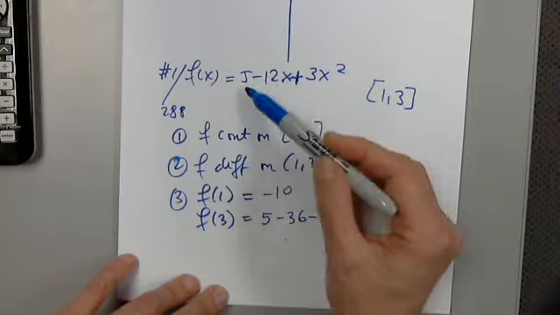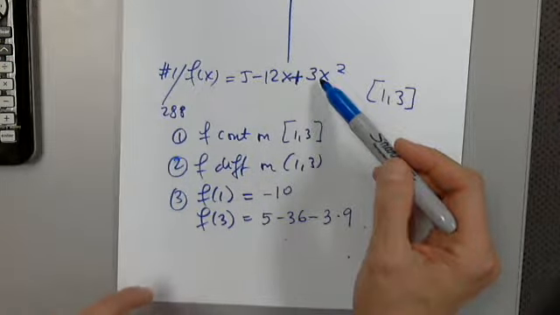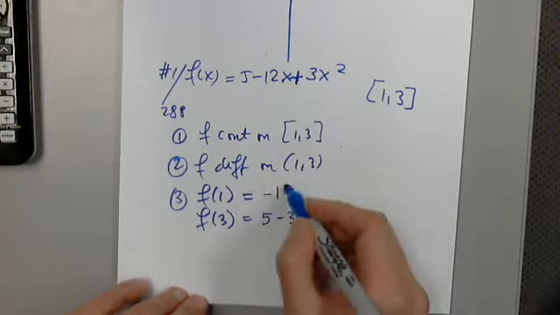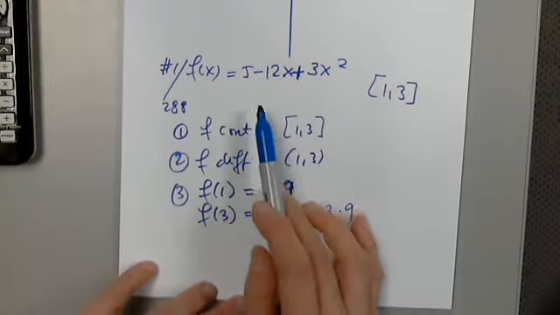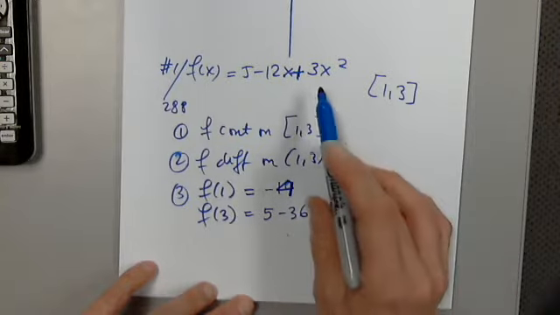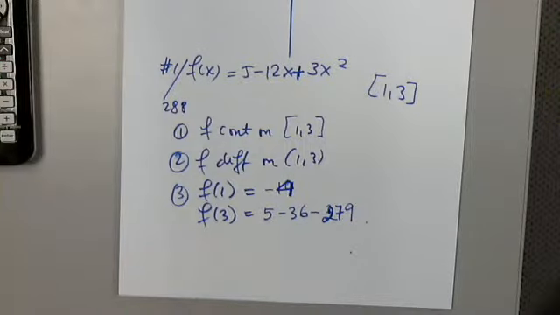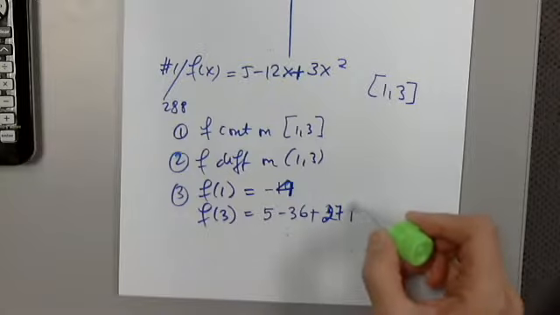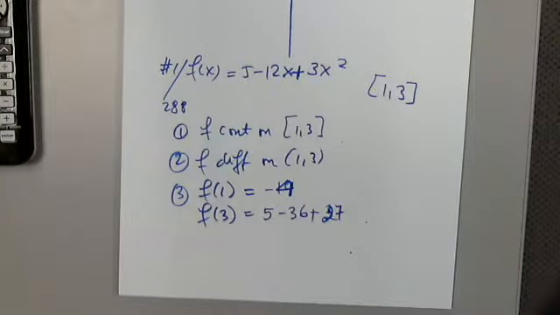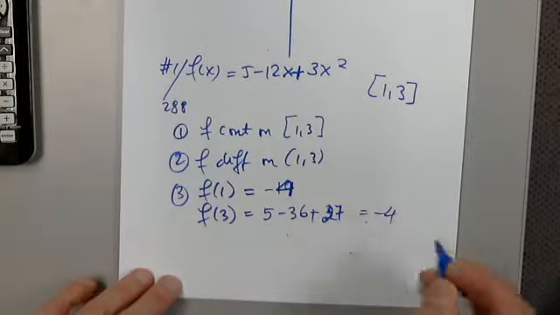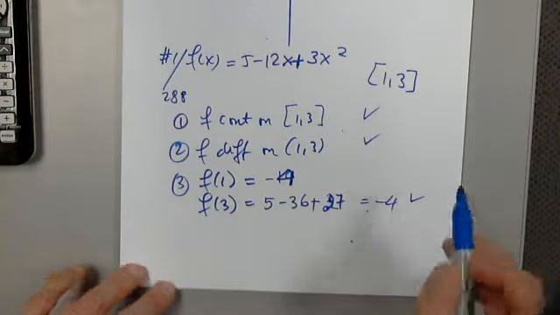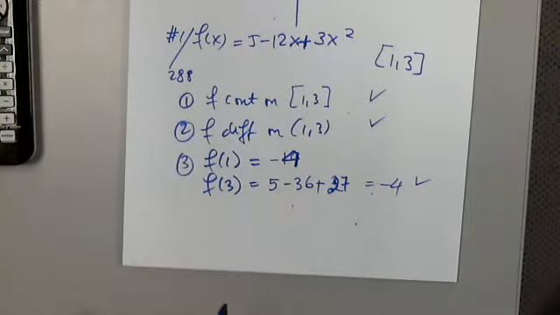Okay, so one more time. 5 minus 12 is negative 7, plus 3 is negative 4. Okay, let's see what happens now with 3. 5, negative 36 is correct, and plus 27. Is it negative 4? Okay, all 3 conditions are fulfilled. Therefore, Rolle's theorem is applicable.